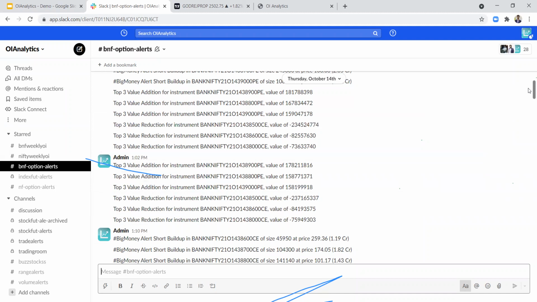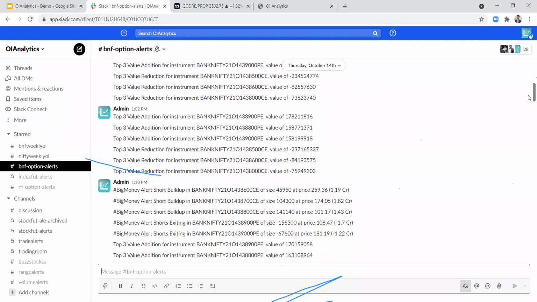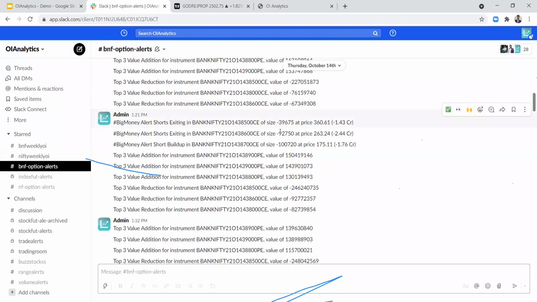Let's see at the next 1:10. Yeah. At 1:10, we had multiple alerts. The highest quantity being 141,000 on 38,800 call at 101. So actually, this was the hero or zero for Thursday. Now after that, at 1:20, we didn't have any fresh positions, as you can see. At 1:30 also, we didn't have any fresh positions.